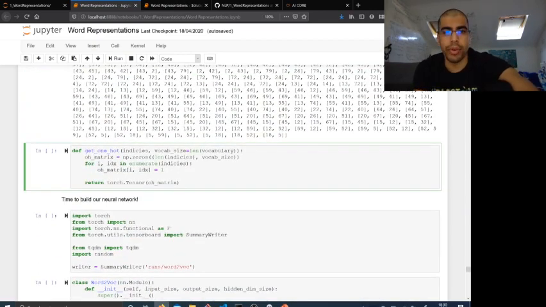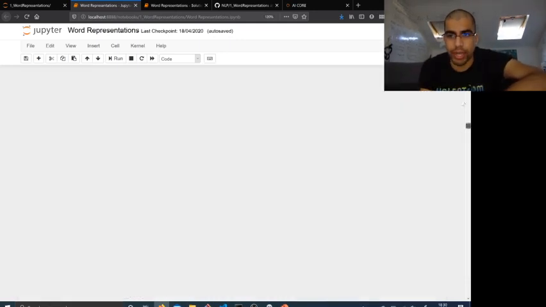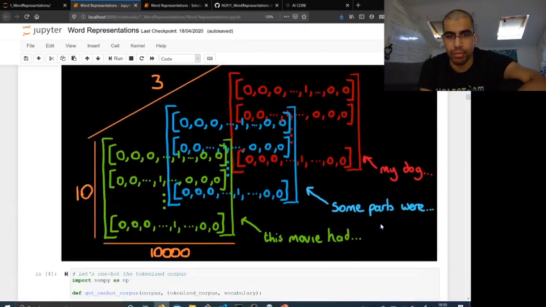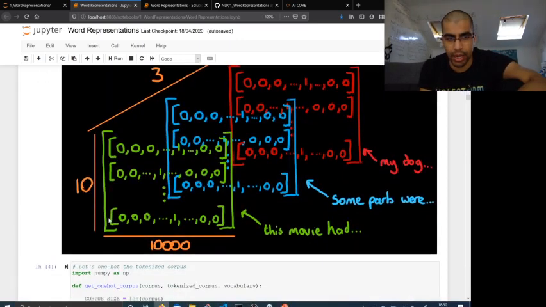Okay. So what we're going to do is take in some indices, and define the length of the vocabulary size, which, if we refer back to this picture here, is not 10,000 in this case, but it's going to be how big we want each individual vector to be.